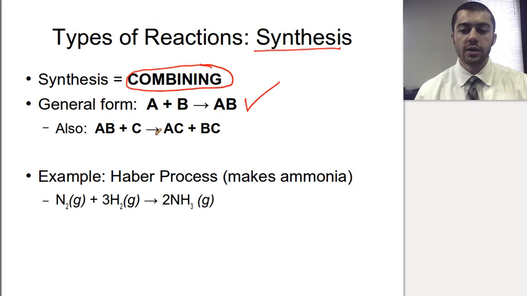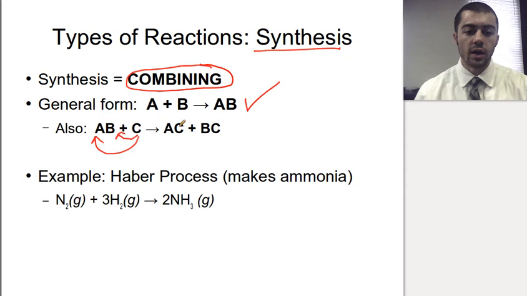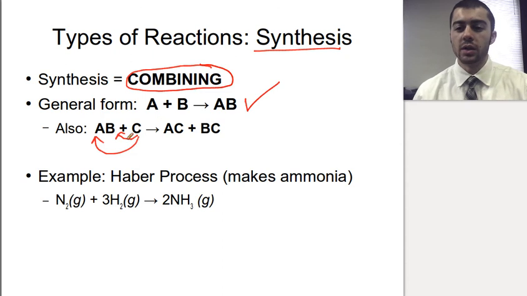This form down here is another type of synthesis. We have in this case C combining with A and B separately. So C goes with B and makes BC. C also goes with A and makes AC. So it combines with A and B separately. This isn't as common. You'll see on the Regents much more of the A plus B making AB type direct combination reaction.